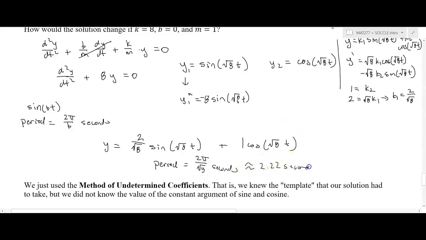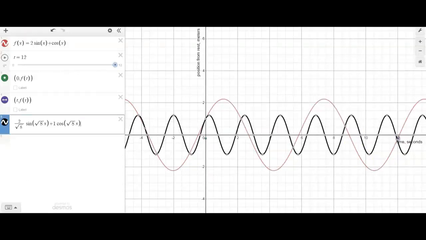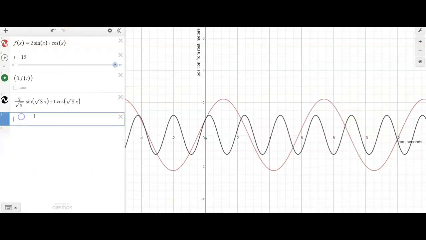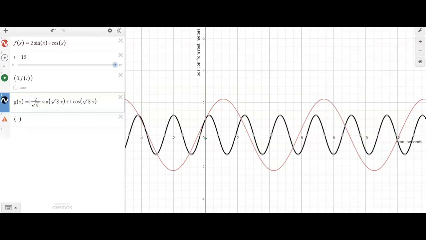Back up when we had our previous one, our period was 2 pi over 1, which took about 6.14 seconds. So if we take a look at the comparison, and let me call this second function here, I'm going to remove this one, we don't need that anymore. Just so you can see them oscillate, we'll call this function g of x equals, and we'll plot the point 0, comma g of t.